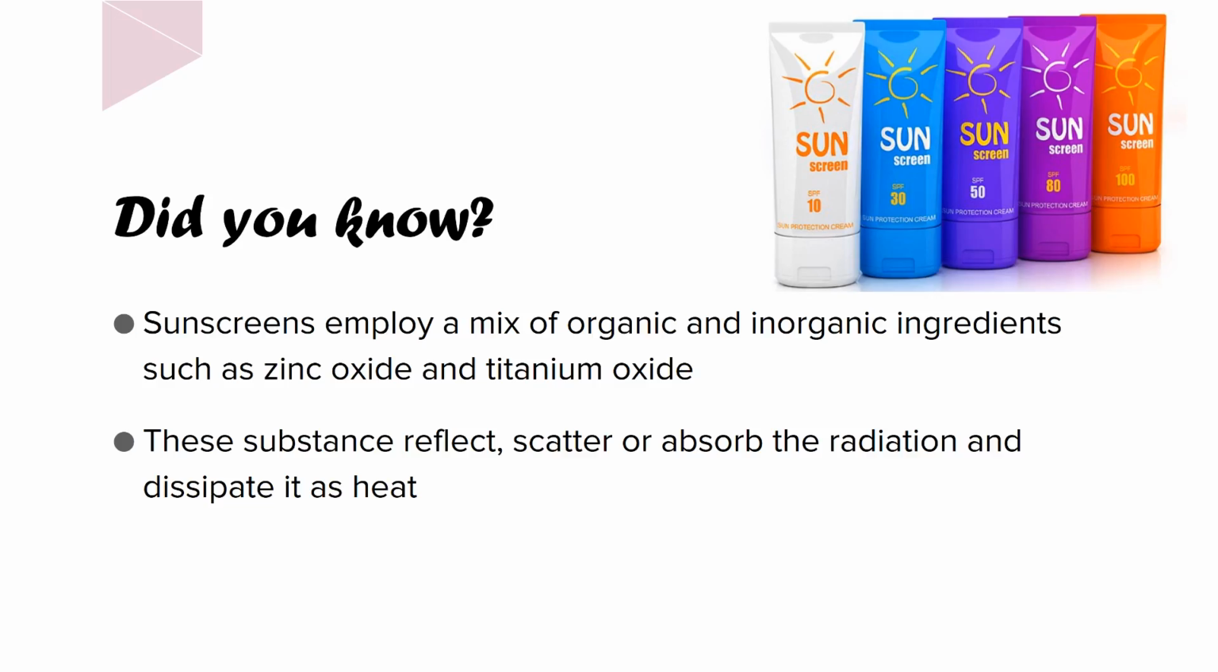This can also result in DNA damage, ultimately leading to the destruction of the skin cell, which is why skin peels after a bad sunburn. Here are some pictures to show all of you what is a sunburn. Do you know that sunscreens employ a mix of organic and inorganic ingredients, such as zinc oxide and titanium oxide, that either reflect, scatter, or absorb the radiation and dissipate it as heat? The ultraviolet radiation absorbed by the skin is thus reduced.